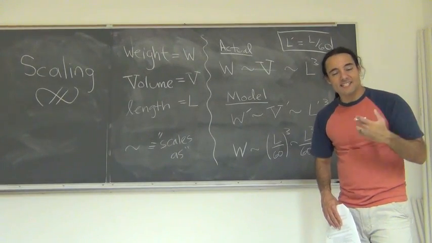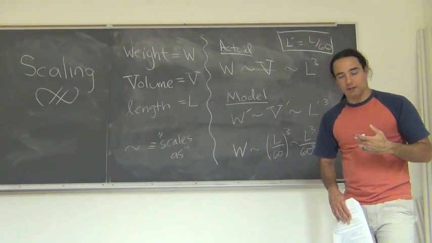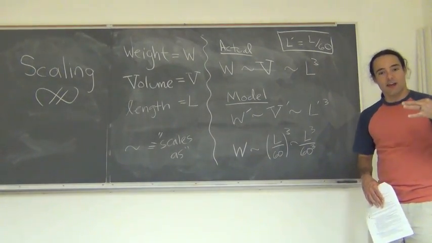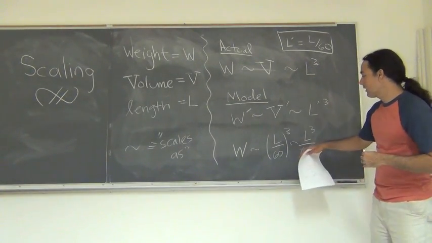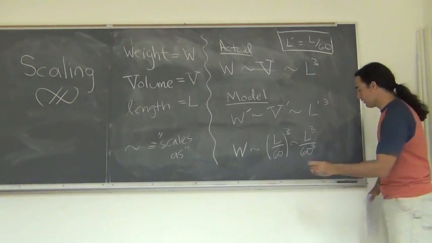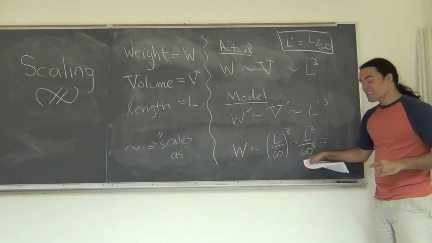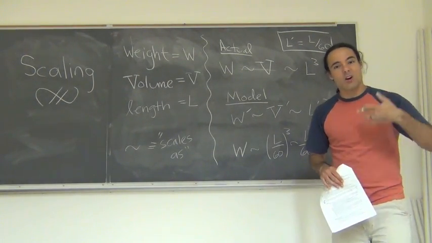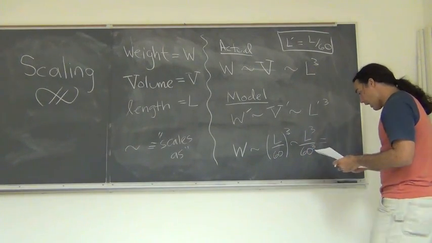Which means my mass is not going to be 60 times smaller than it was originally. My model mass is not going to be 60 times less massive than the actual Batmobile. It's going to be 60 cubed times smaller. So that's why we've got 75 pounds. It's a much bigger number.